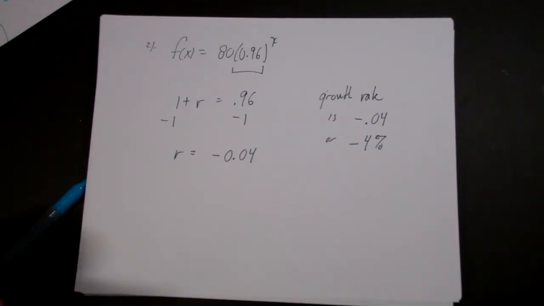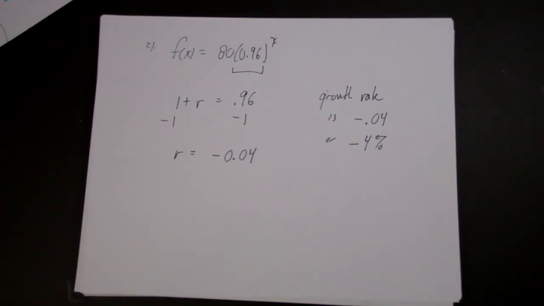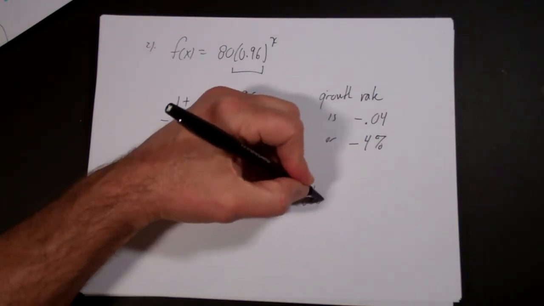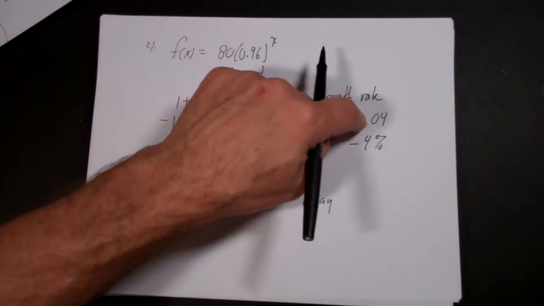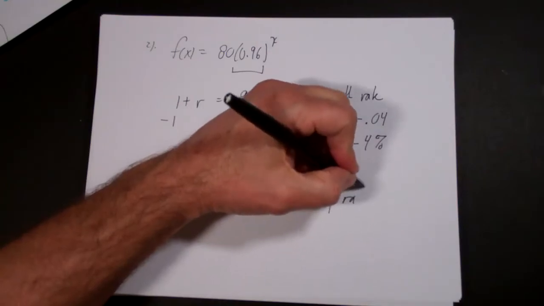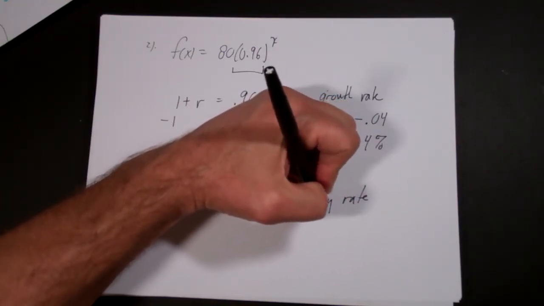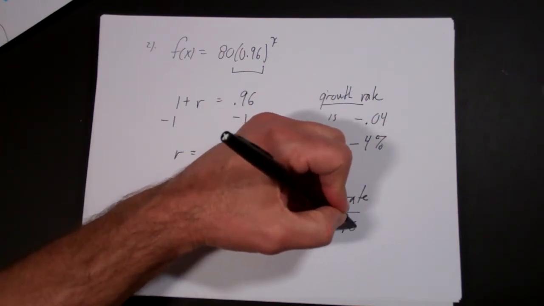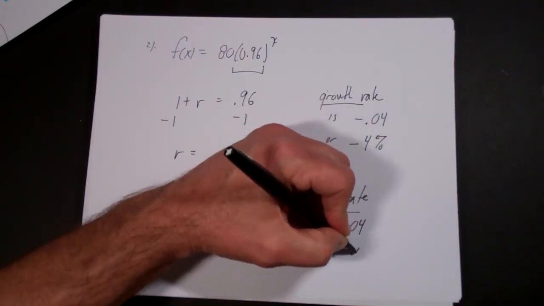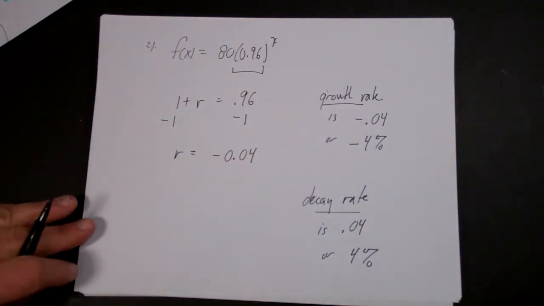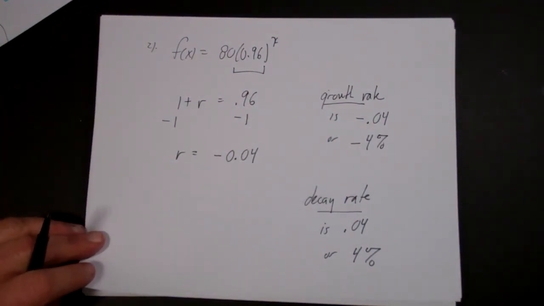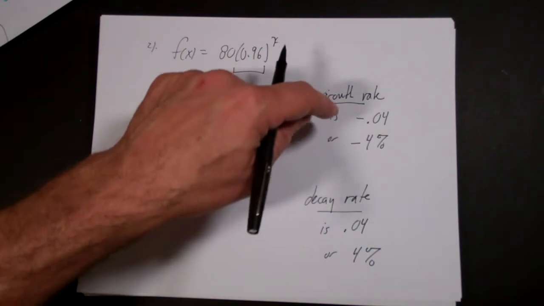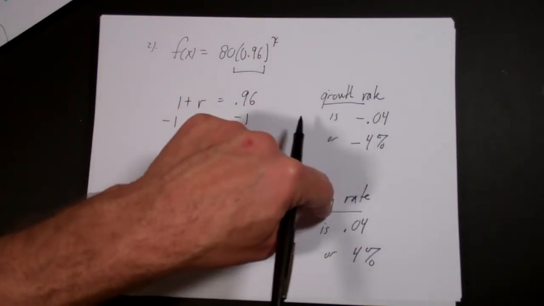Now some people, instead of talking about growth rates, talk about decay rates, and that's fine. If something grows at a negative rate, that's the same thing as saying that it decays. So to do the decay rate, you simply switch the sign. So here we say the decay rate is 0.04 or 4%. Be careful, don't say the decay rate's negative, because that would be incorrect. Here the growth rate's negative or the decay rate is positive.